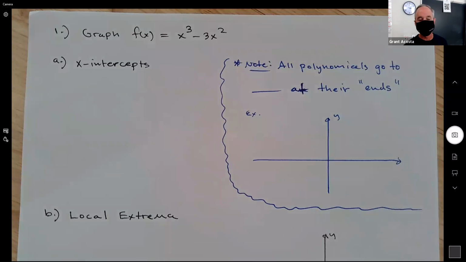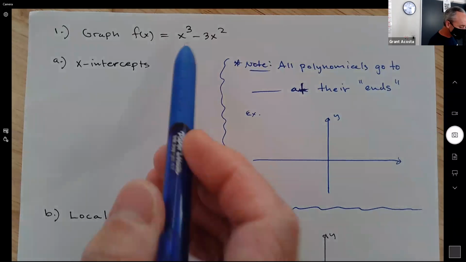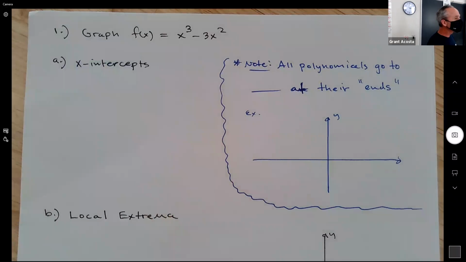The main focus of the next two sections is to be able to take a function that you probably never expected to graph by hand without a calculator. But now that we know something about a derivative, you should be able to come up with a reasonable sketch for any kind of graph using the derivative. And we'll see the first and second derivative.